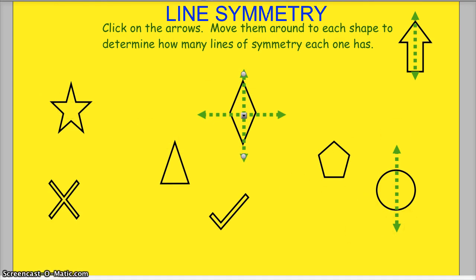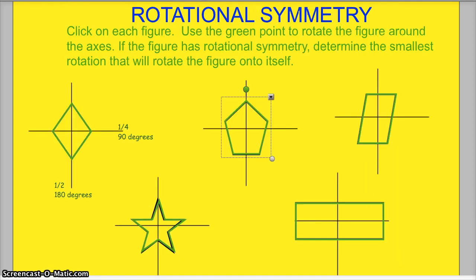A circle has many lines. Any line that I put, say any diameter, basically any line going through the whole circle, would make it a line of symmetry. Rotational symmetry again, let's look at this. I turn it, that's 90 degrees. Now, 180 degrees, symmetry again there. So this has one point of rotational symmetry.